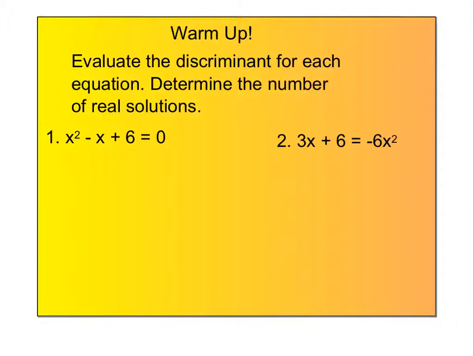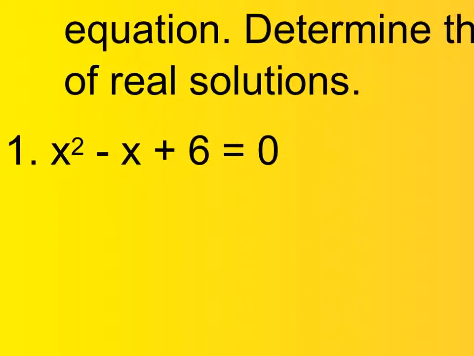The first thing is to make sure that one side is equal to 0. It's always important. So number 1, we're going to label our A, B, and C. The discriminant is, remember, the part inside the radical, the square root, of the quadratic formula. So we're talking about the b squared minus 4ac part.